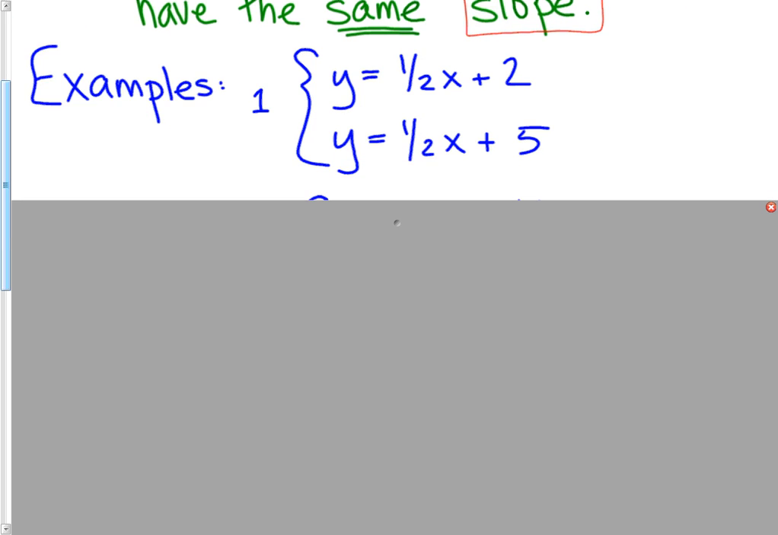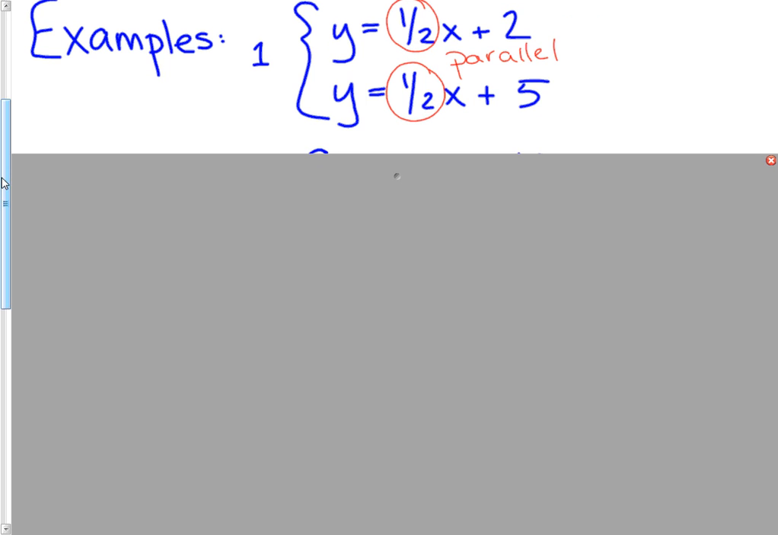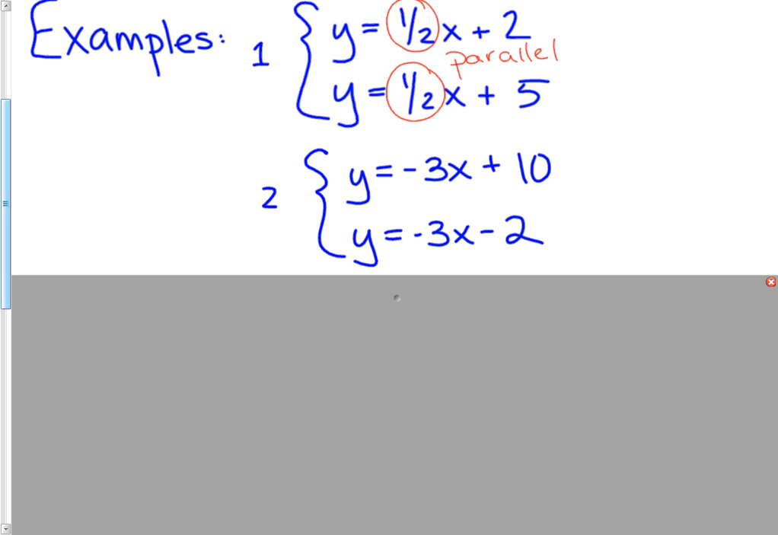So here's the first example. Y equals 1/2 x plus 2, and y equals 1/2 x plus 5. Notice that your slope in both cases is 1/2. Identical slopes means parallel lines. Example number 2. Both slopes could be negative, as long as they are the same, -3 and -3. Once again, same slope, parallel lines.